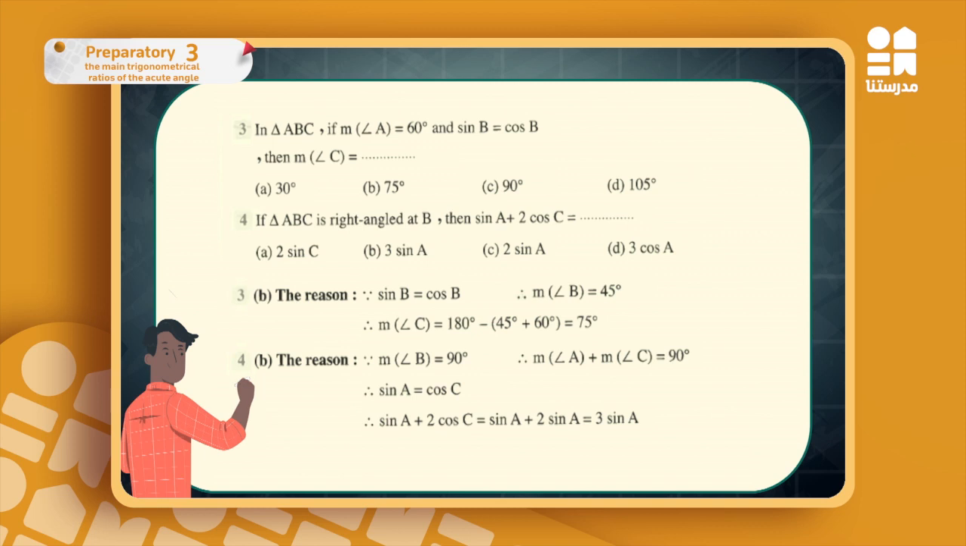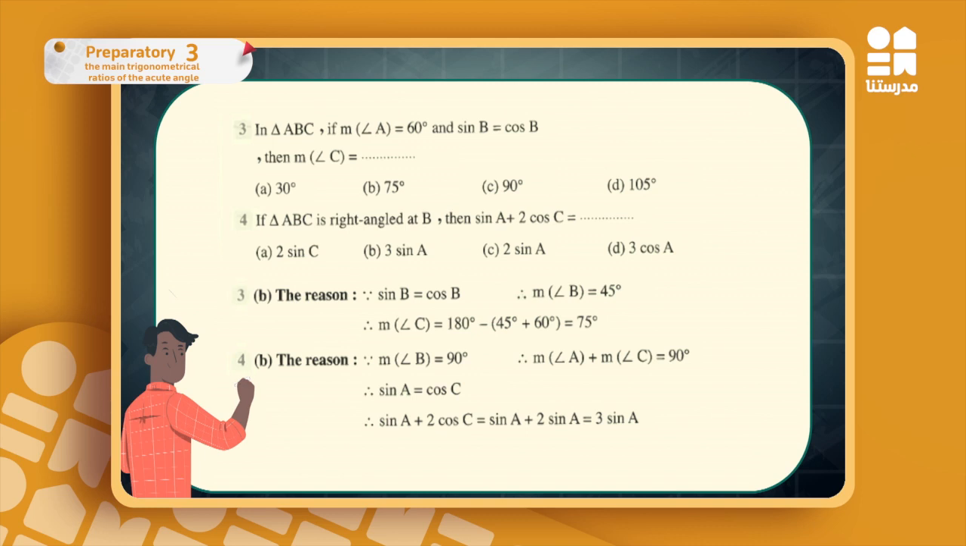And we know that measure angle A equals 60. But Mr., I have a triangle now. Angle A equals 60, measure angle B equals 45, so I can find the third angle easily. How? 180 minus (60 plus 45) is equal to 75.